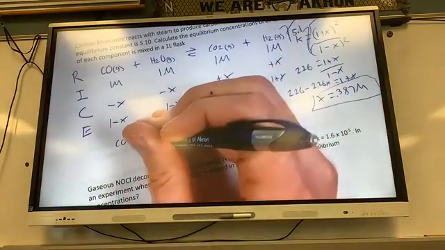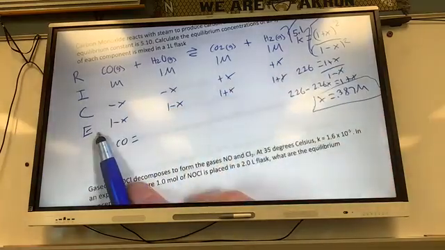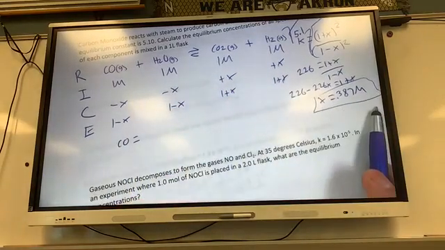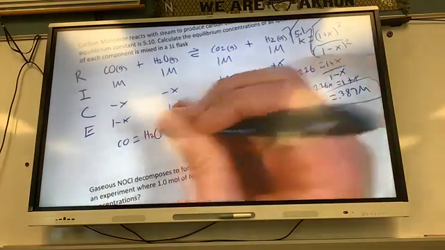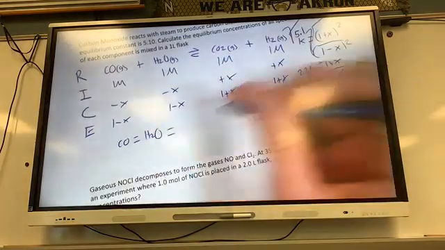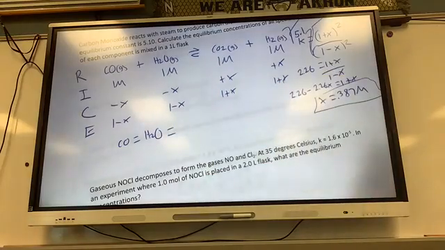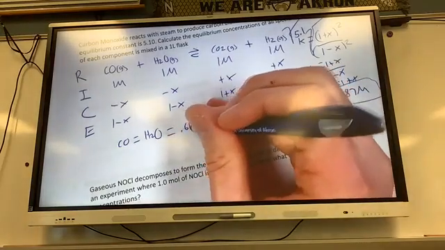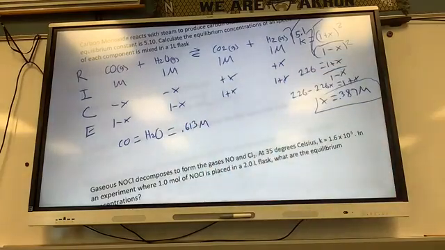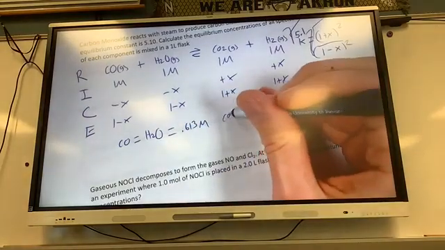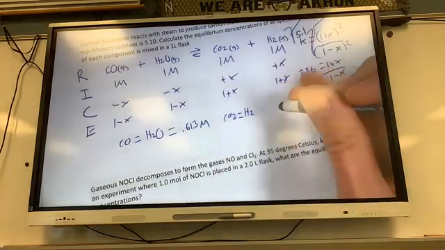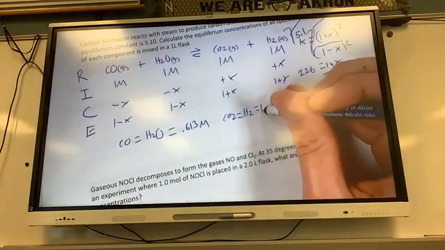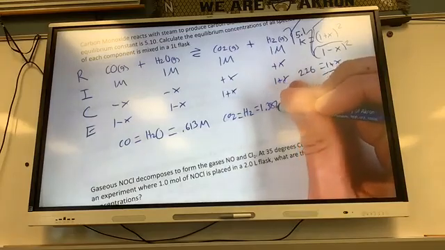So CO equals 1 minus 0.387. Agreed? Which is also going to equal H2O. Those are the same, yes? Which is going to equal, what is 1 minus 0.387? 0.613 molar. And then over here, my CO2 is going to equal H2, which is going to be 1 plus 0.387. So it's going to be both 1.387 molar.